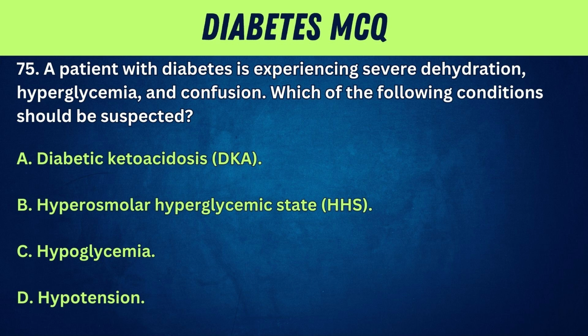75. A patient with diabetes is experiencing severe dehydration, hyperglycemia, and confusion.